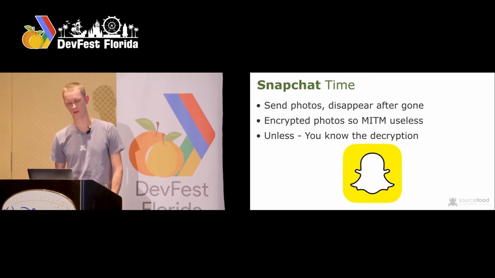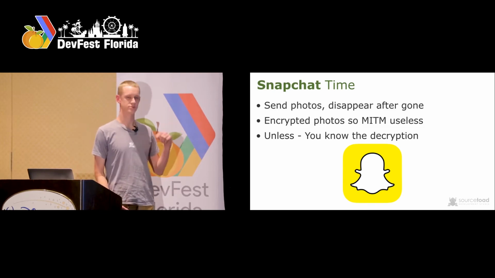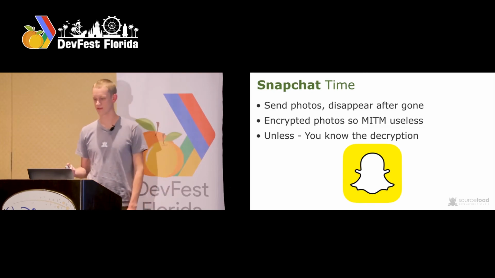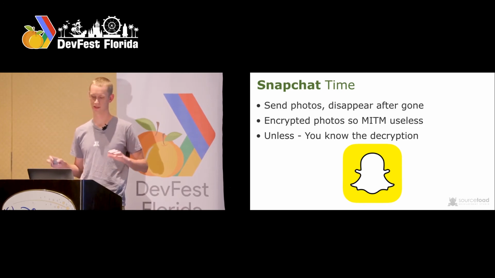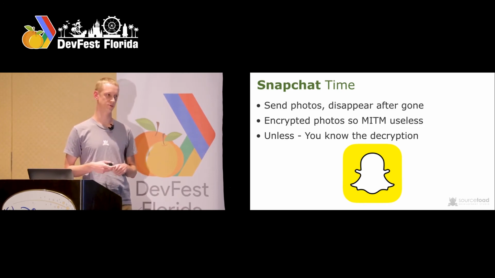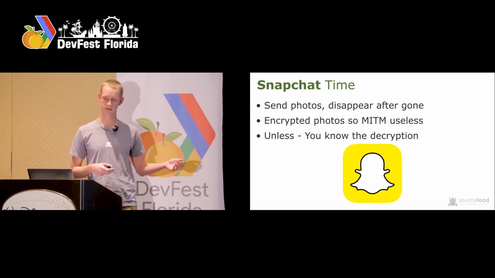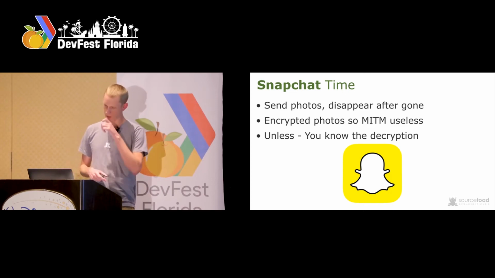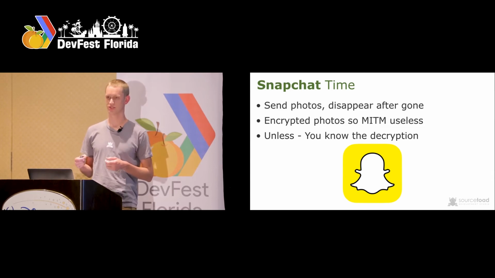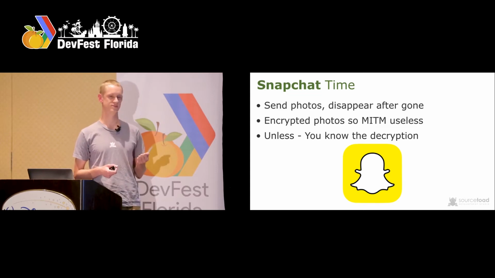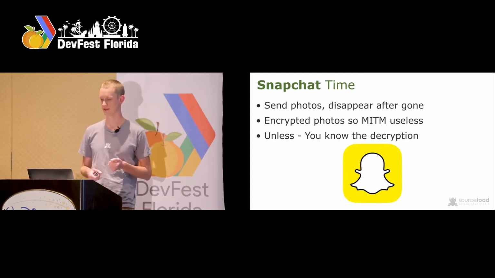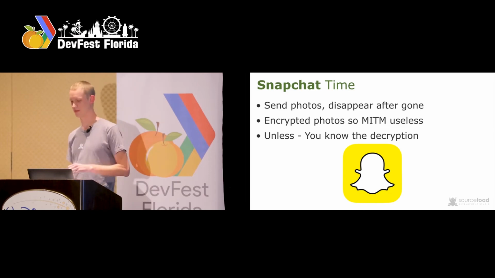There's a more fun topic of Snapchat. Everyone I think knows what this is. If you don't, you send an image, it disappears. It's supposed to be private image sending. You send it to someone and after a few seconds it disappears, presumably forever. And during transport of these images, they're encrypted. So even if someone's sitting in between you and the other person, they're just going to see a big encrypted blob of text and not be able to do anything with it. Unless, thankfully, my last bullet point, you know how to decrypt the images.